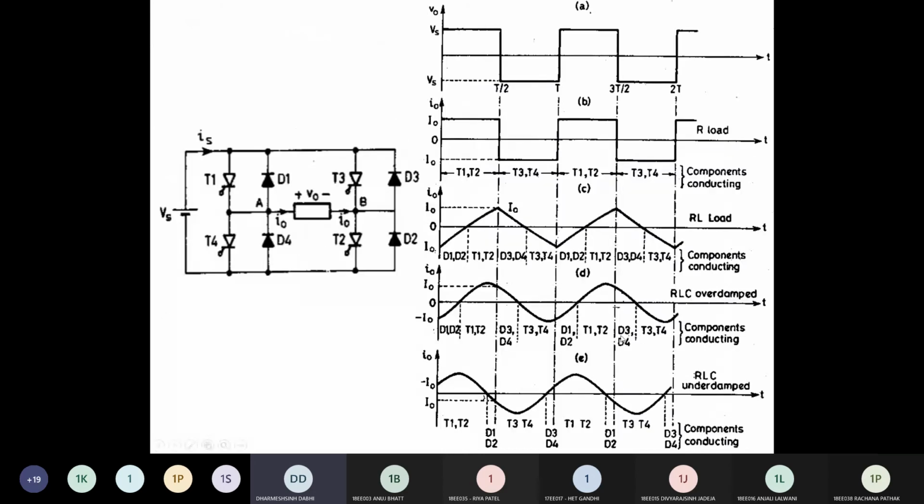here, see that for the RLC underdamped load, how much time your thyristor conducts? You can see that from the starting omega t equal to 0, T1 and T2 are conducting. Here we calculate the time of any one thyristor, because all the thyristors have the same conduction time. So I calculate the conduction time of thyristor 1.